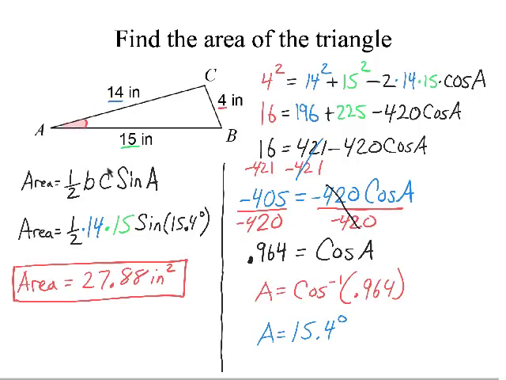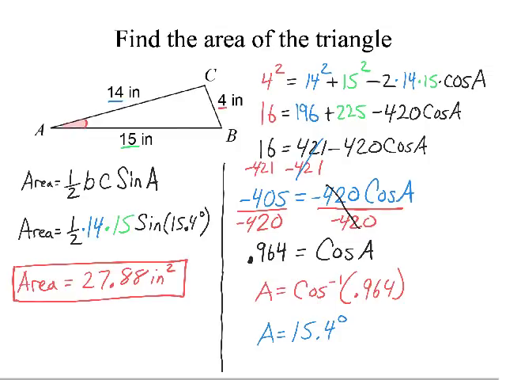So I know B and C. I already know B and C. B is 14, because opposite of B is 14. C, opposite of C is 15. And I need this angle. Now, how to get that angle? It's all here. This is where I got this angle, which is angle A. So here's how you find angle A.